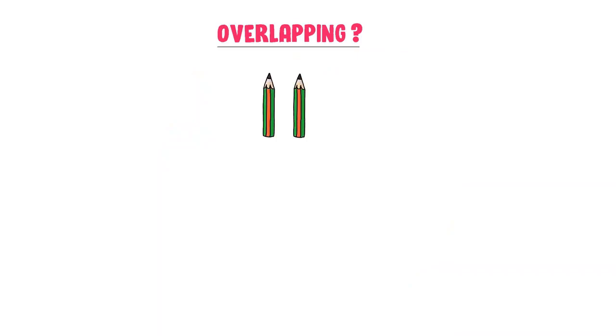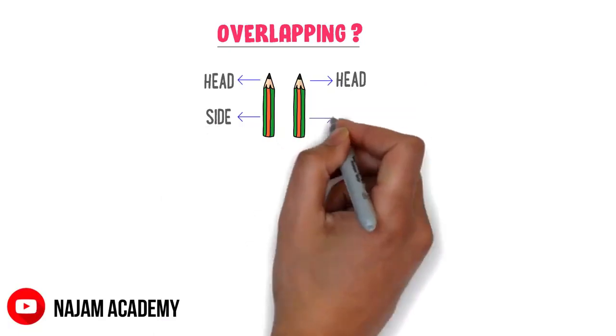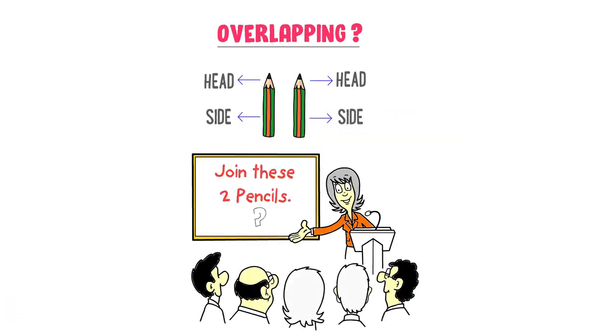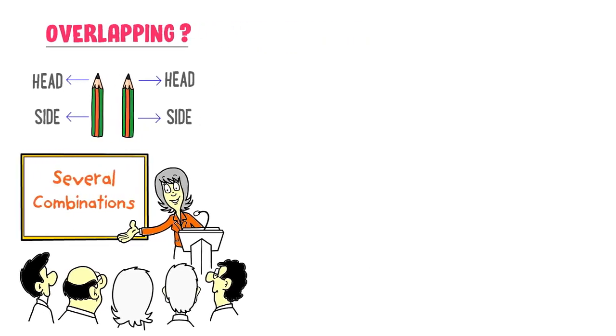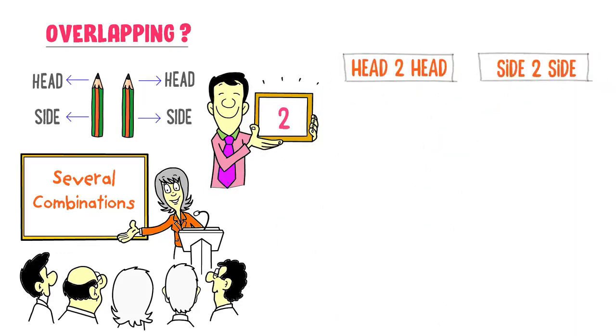Consider these two pencils. We know that this is the head of a pencil and this is the side of a pencil. Now I am interested to join these two pencils together. Can you guess the possible combinations? Well, there are several combinations possible. But here, I only discuss two types of combinations. For example, head-to-head combination and side-to-side combination.